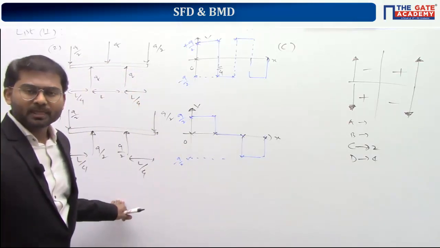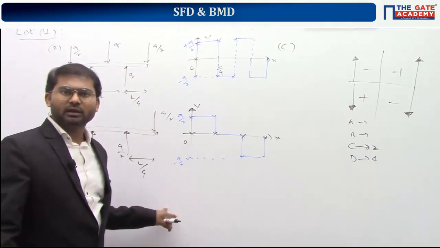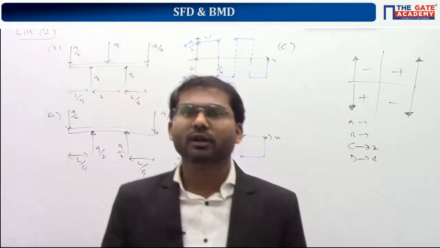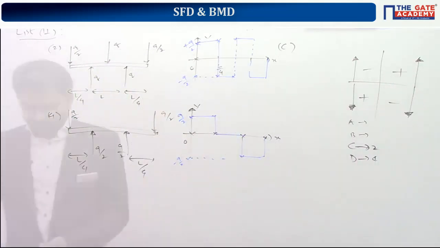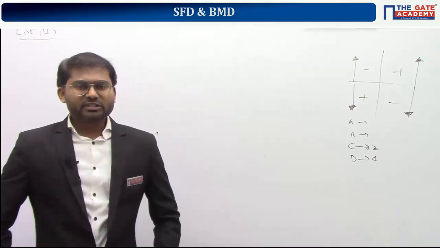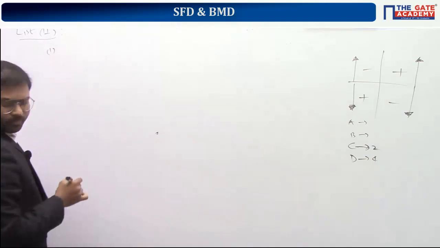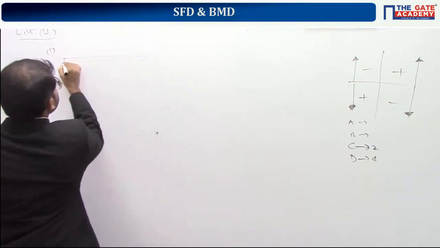Shall I rub it? Anybody want to copy? I see everybody got the answer. If anybody wants to copy this, you can take a screenshot. Let me know if I can rub it or not. So I'm taking the first loading condition, list number 2. So list 2, first loading condition. The diagram is given like this.